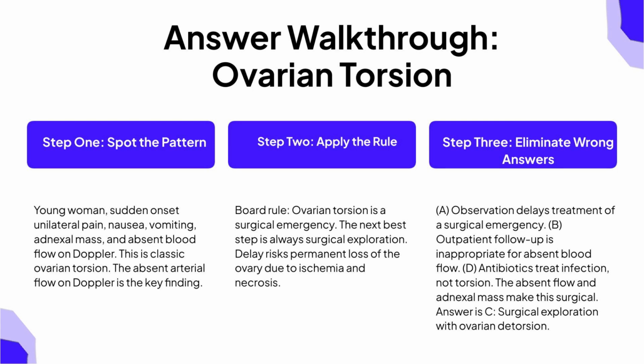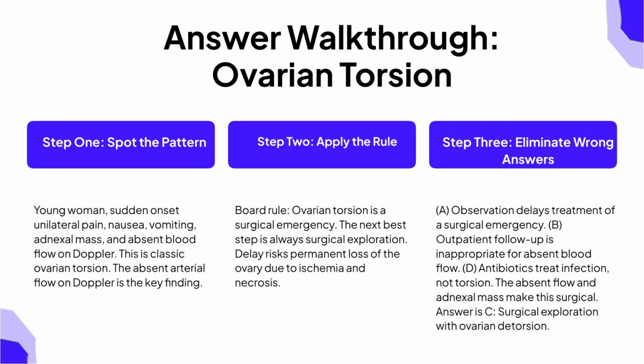Step 2. Apply the rule. The board rule you must memorize is that ovarian torsion is a surgical emergency. The next best step is always surgical exploration. Any delay risks permanent loss of the ovary due to ischemia and necrosis. Step 3. Eliminate wrong answers. Observation delays treatment of a surgical emergency and risks losing the ovary.